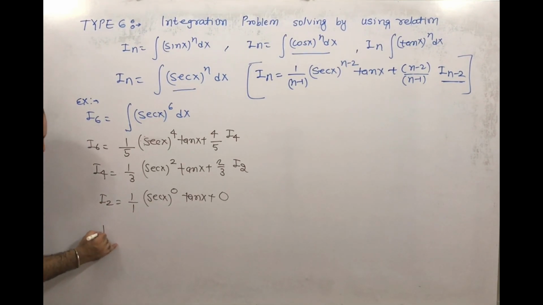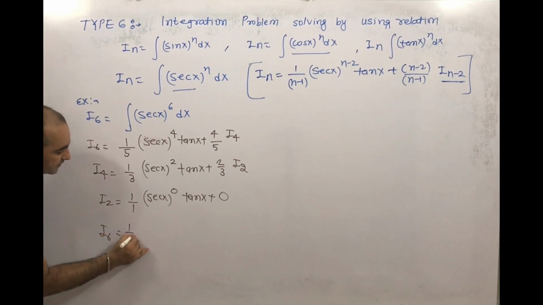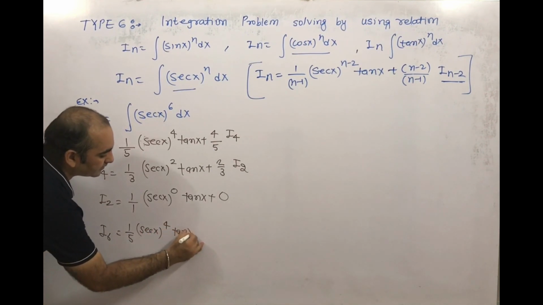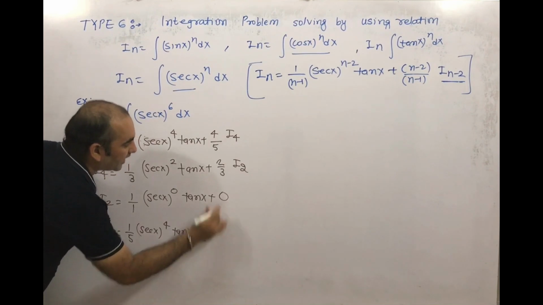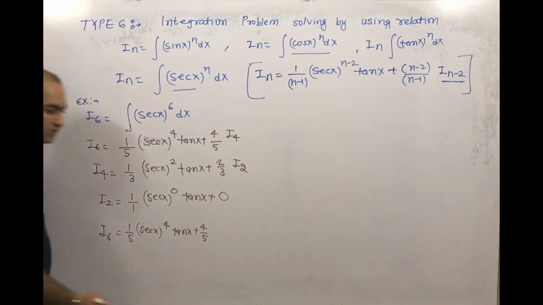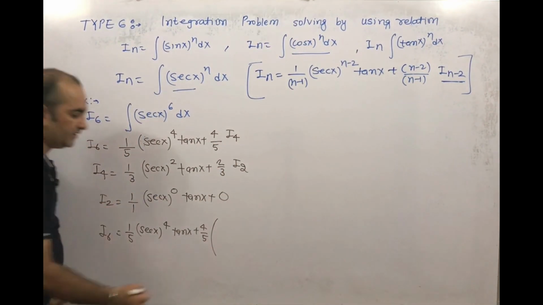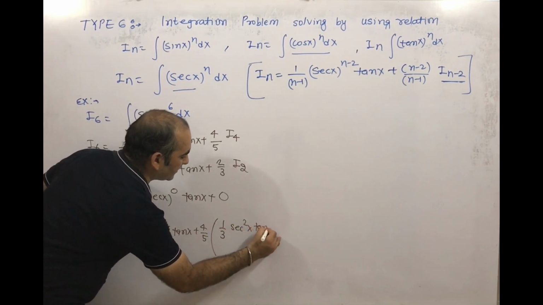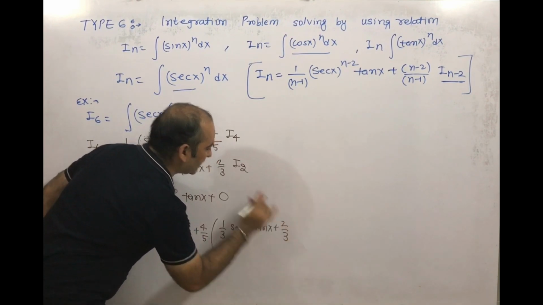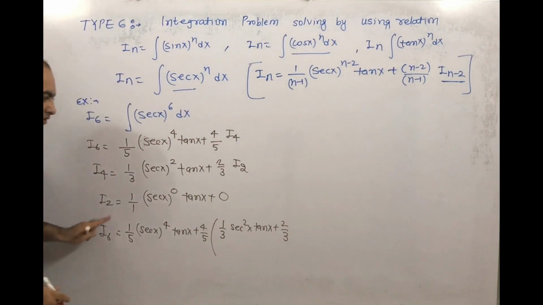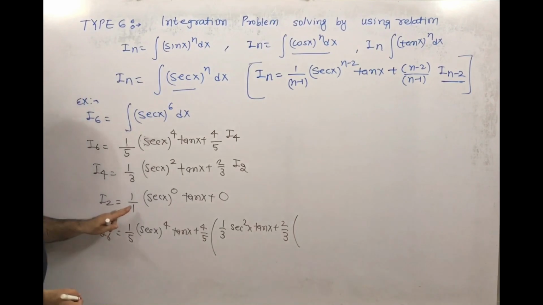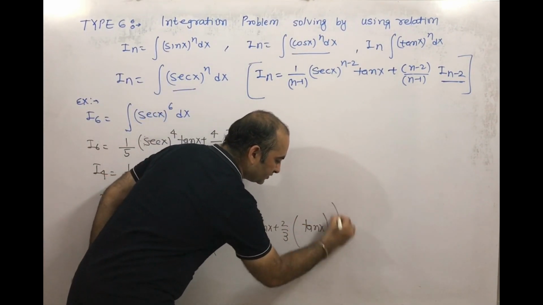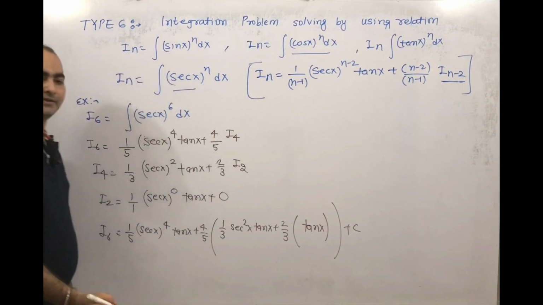So I6 will be 1 by 5 secant x to the power 4 tan x plus 4 by 5 I4. I4 is this one: in bracket, 1 by 3 secant square x tan x plus 2 by 3 I2. I2 is this one: in the bracket, if you put the I2 value here, tan x. Bracket close, plus c we can write at the end.